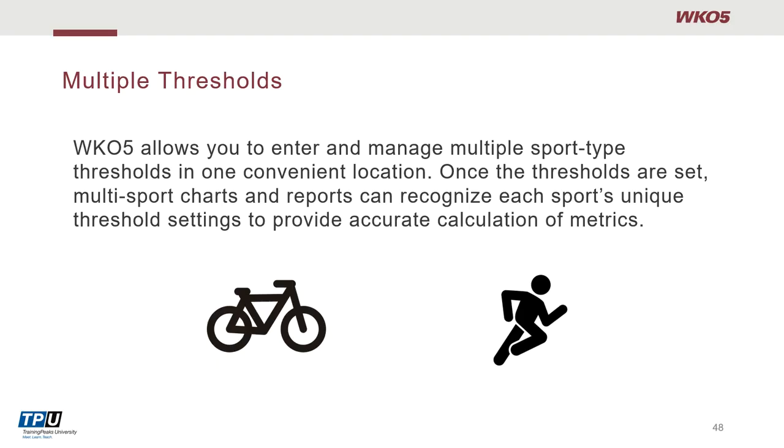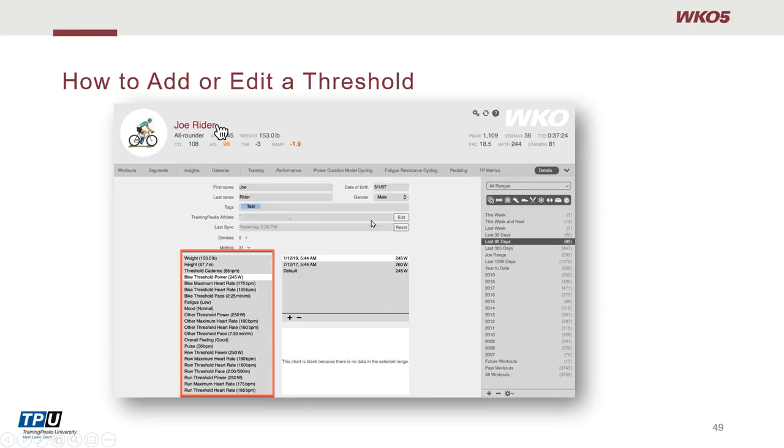Same with heart rate. We're doing a better and better job of collecting heart rate in all different types of sport types. So we need the ability to set those thresholds, whether it's power, heart rate, or other, and then the ability to calculate data specifically off that threshold. Pretty simple process in WKO5.